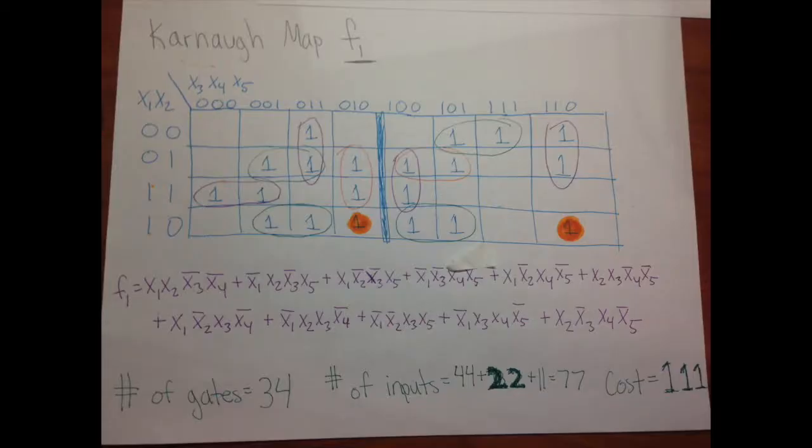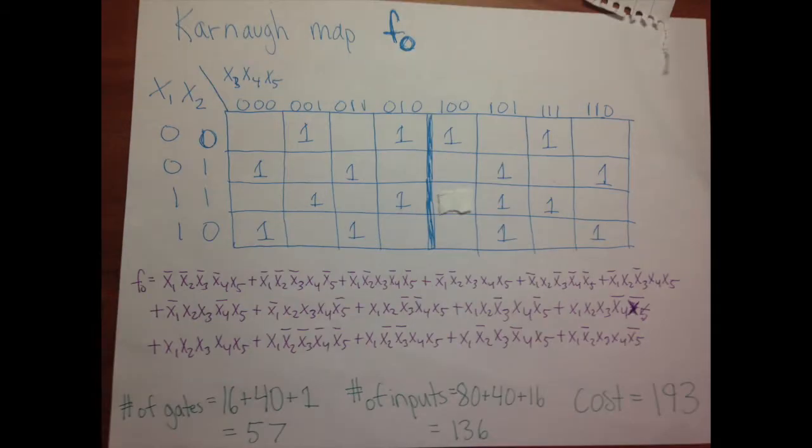Here's a Carnot map of F1. There are 34 gates and 77 inputs, which makes the cost 111. Here's a Carnot map of F0, which has 57 gates and 136 inputs, which makes a cost of 193.